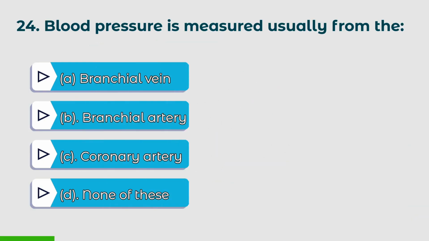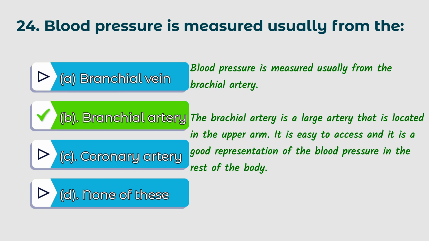24th question. Blood pressure is measured usually from the options A. Brachial vein, B. Brachial artery, C. Coronary artery, D. None of these. The right answer is B. Brachial artery. Blood pressure is measured usually from the brachial artery.